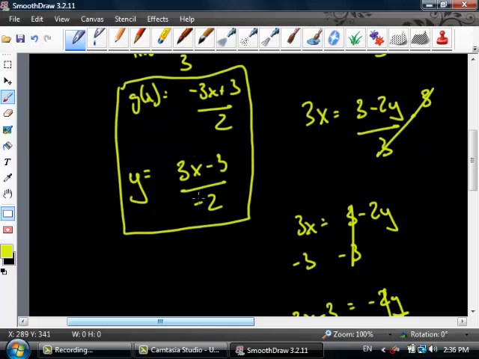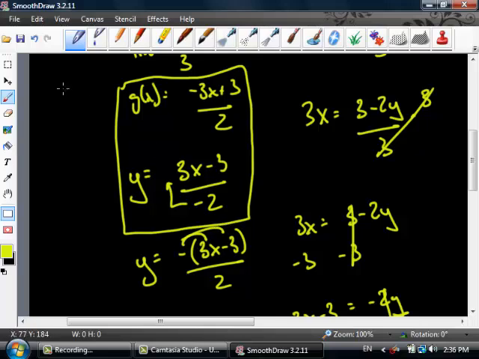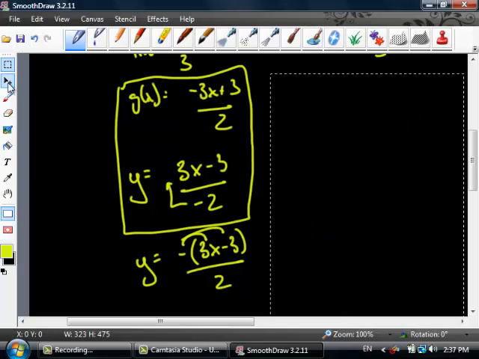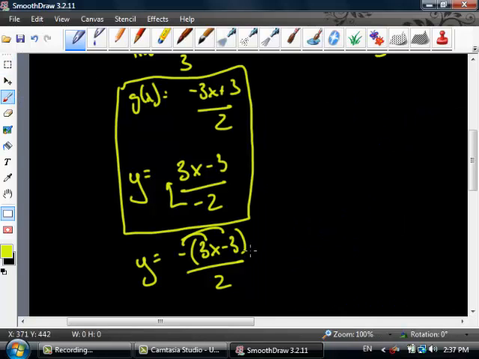But they're not quite the same. Let's see what happens if I bring this negative up top. I'll get y equals negative parentheses 3x minus 3 over 2. And if I distribute that negative in, I end up with negative 3x plus 3 over 2. Do they match now? Yes? So what is the answer?